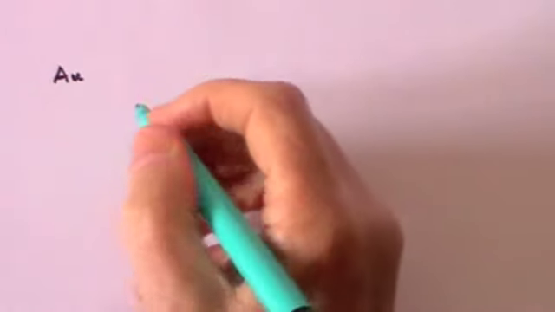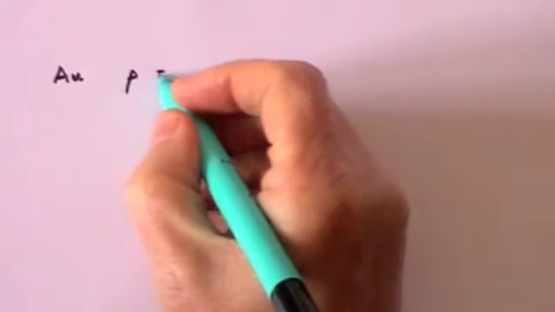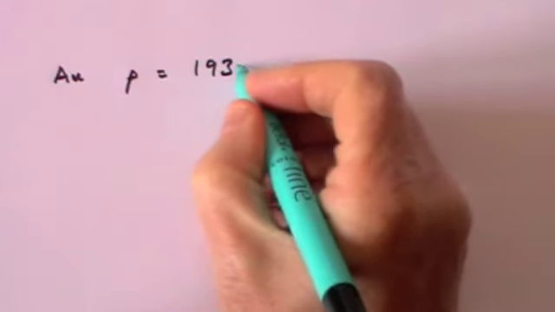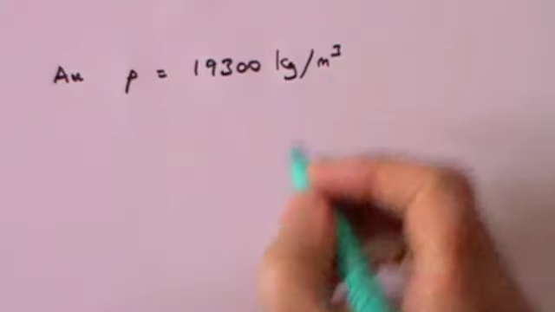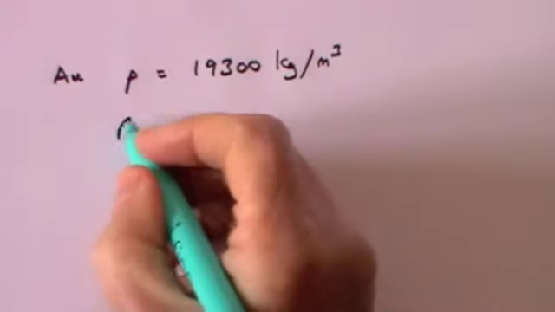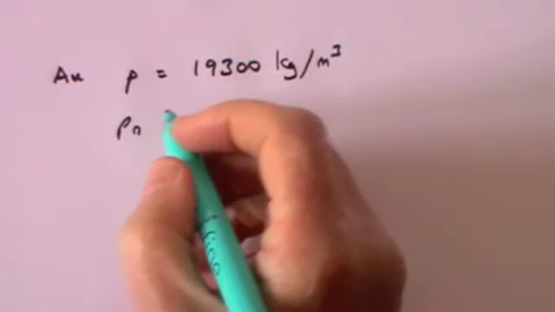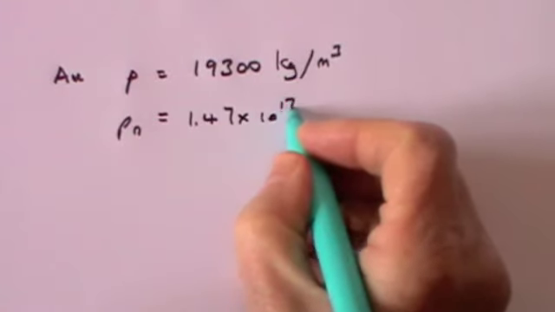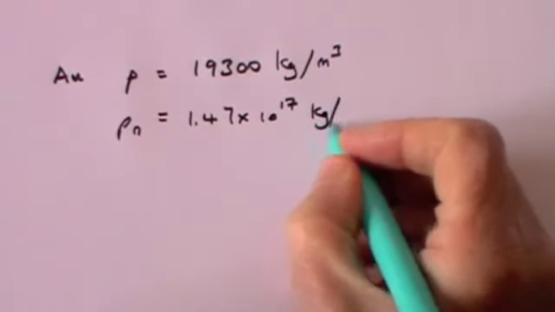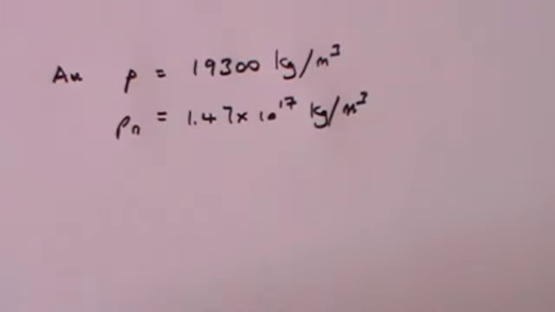Question 6. Gold has a density of 19300 kilograms per cubic meter. But a gold nucleus has a density of 1.47 times 10 to the 17 kilograms per cubic meter. What does that tell you about a gold atom? Well, all the mass of an atom pretty much is in the nucleus. The electrons account for very little.